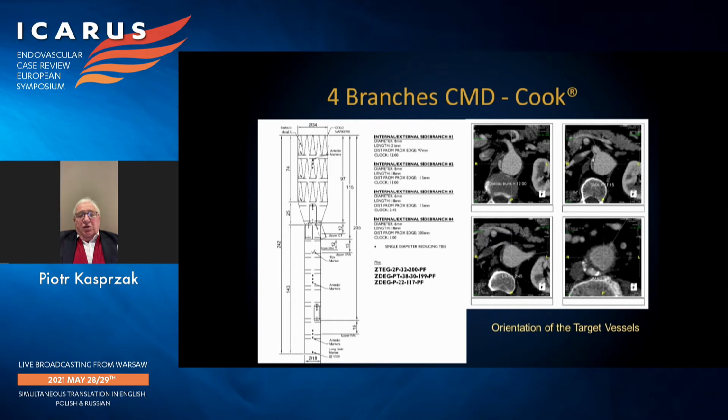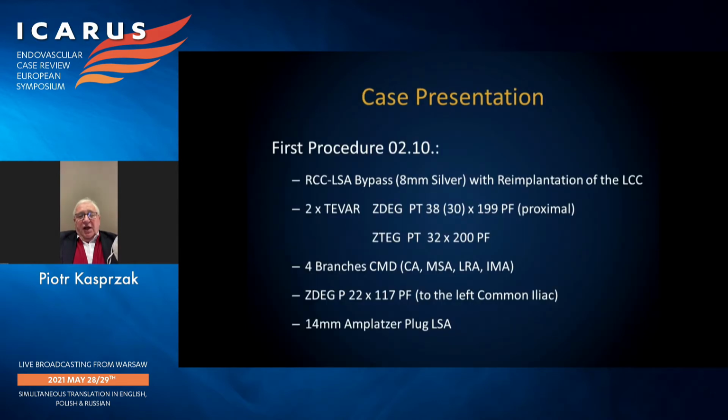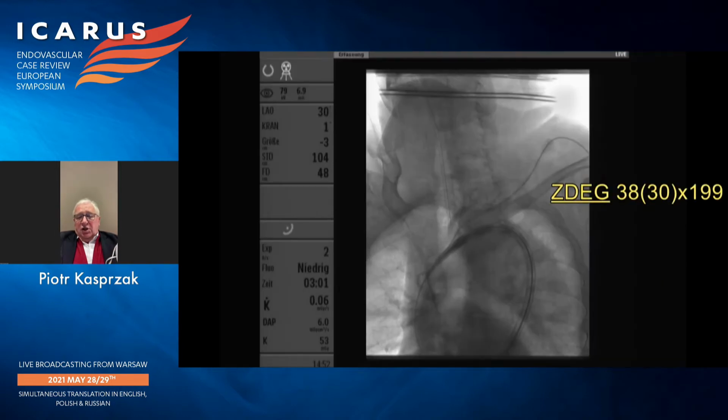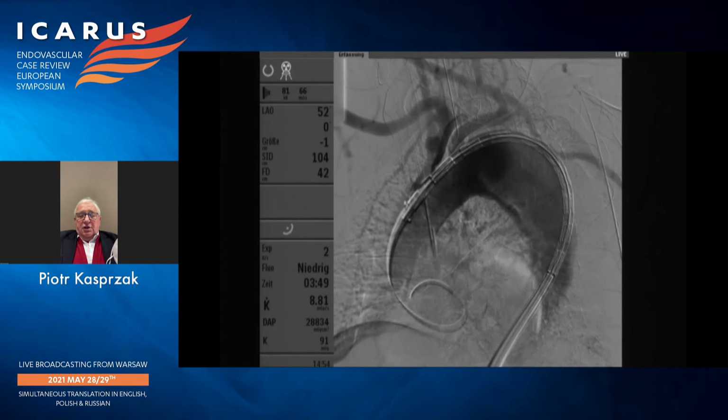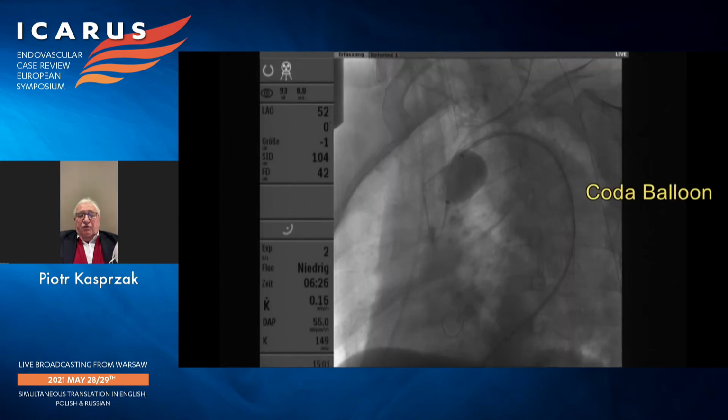We planned a CMD branch device for the celiac trunk, left kidney, and inferior mesenteric artery. The first procedure was a crossover bypass. The second connected to the TAAA, and then four branches CMD. We occluded the left subclavian artery with a 14 millimeter implanter. Now you see the first thoracic graft, tapered 38, 34.